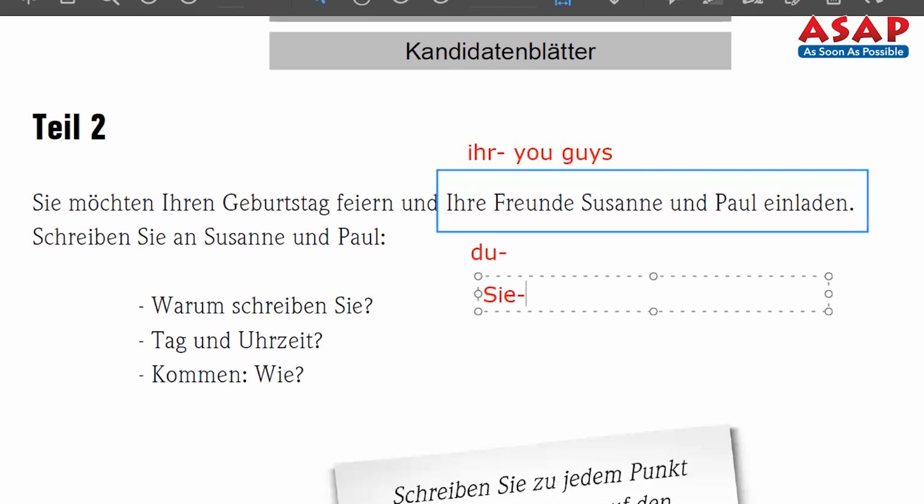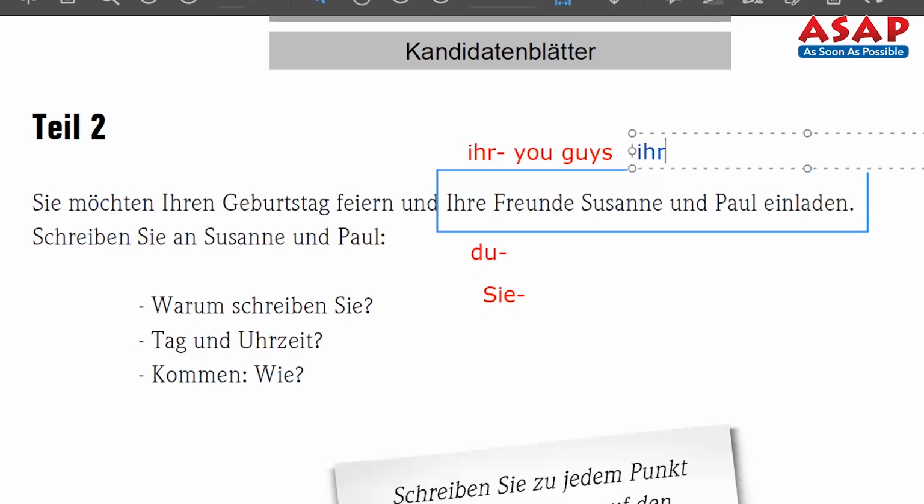So you need to understand whether the given email is in ihr form, du form, or Sie form, and write accordingly. If it is ihr form, that means you need to use words like ihr, that is you guys, euch, to you, or before that euer, eure, euren. So these words are important. If you don't know what these are, that means you need to learn a little bit more German. Now if I explain here, you may understand.